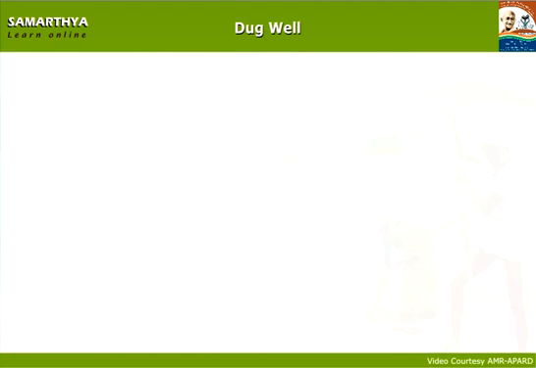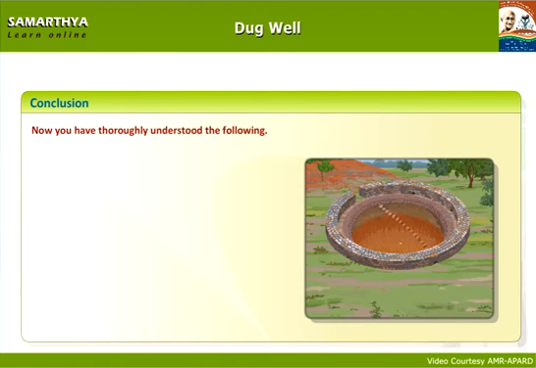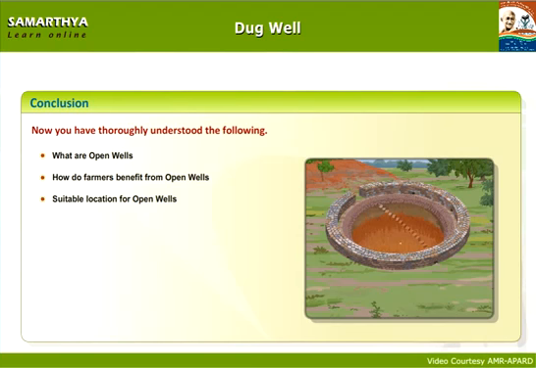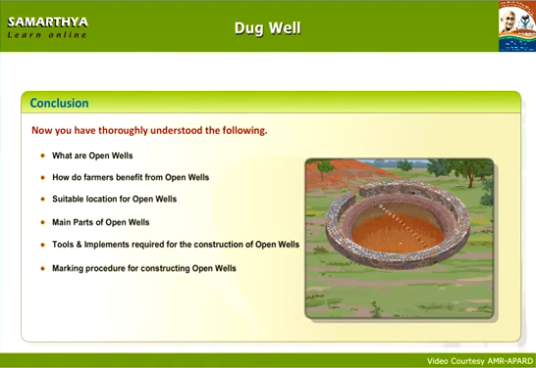Conclusion. Now you have thoroughly understood the following. What are open wells? How do farmers benefit from open wells? Suitable location for open wells. Main parts of open wells. Tools and implements required for the construction of open wells. Marking procedure for constructing open wells. Method of construction of open wells. Precautionary measures to be taken while constructing open wells.